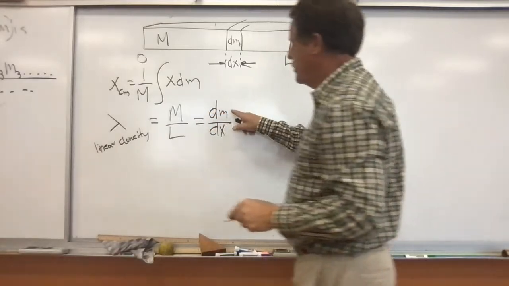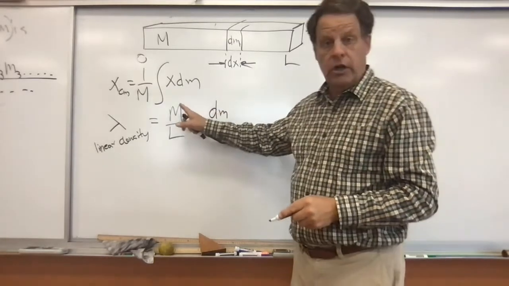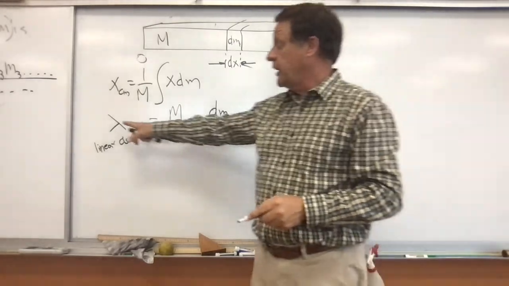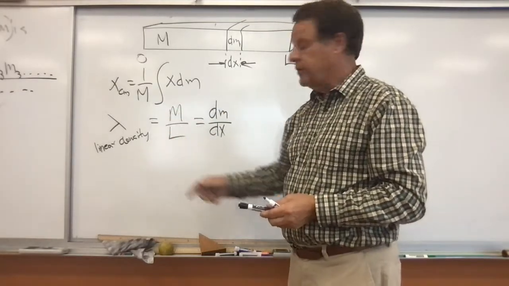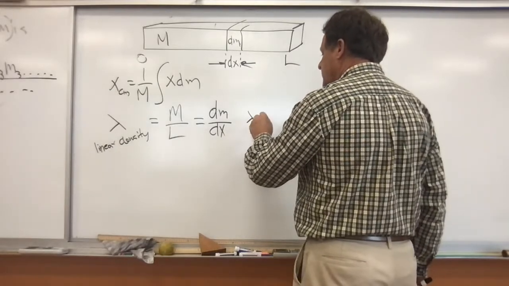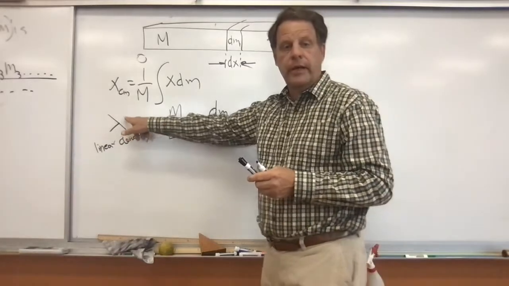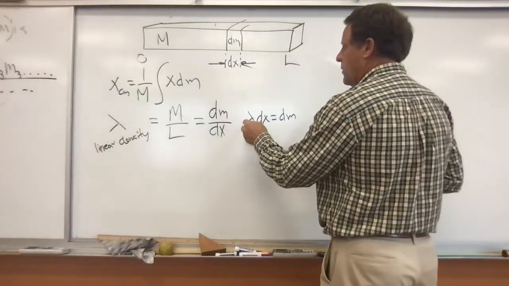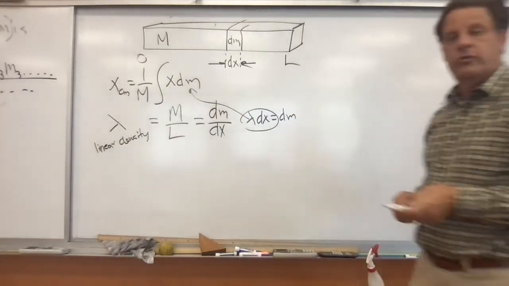Okay, so the change in mass over the change in length is going to be equal to the total mass over the total length, which again is equal to our linear density. So we're going to come back to this part really at the end of this example. But right now, we're going to say that lambda dx is equal to dm. All right, so we're just going to take this and multiply it over there. So lambda dx is equal to dm. And now we're going to be able to substitute that into that position right there.